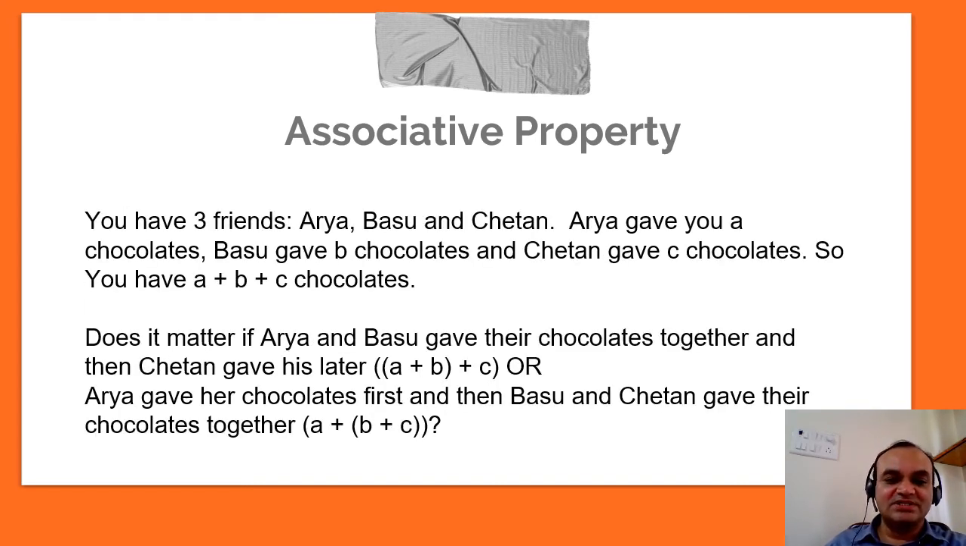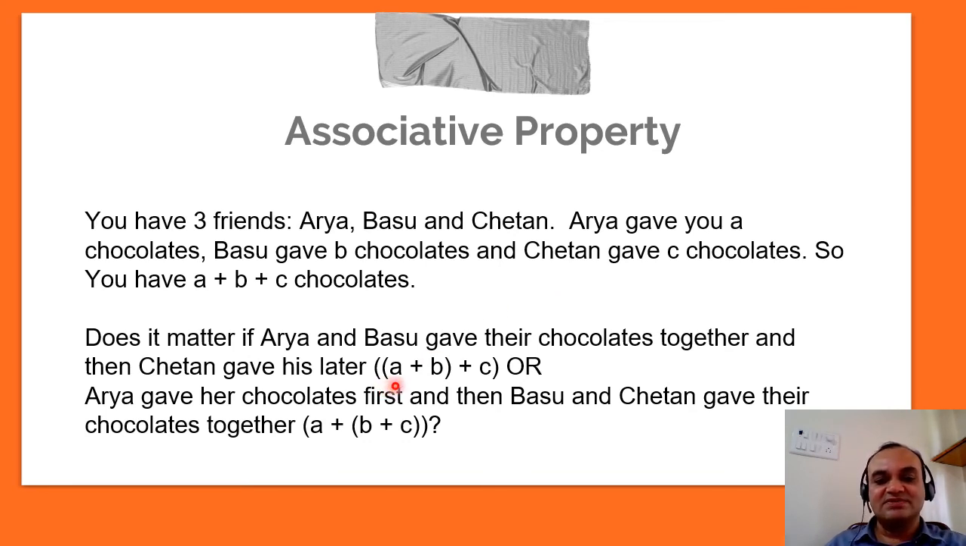To understand the question intuitively, let's consider this scenario. Let's say you have 3 friends, Arya, Basu and Chetan. Arya gave you A chocolates, Basu gave you B chocolates and Chetan gave you C chocolates. So together you have A plus B plus C chocolates. Now does it matter if Arya and Basu gave their chocolates together and later Chetan gave his C chocolates, or whether Arya came first and gave her chocolates and later Basu and Chetan came together and gave their chocolates together? No, it doesn't matter, right? Because ultimately you will still have A plus B plus C chocolates.